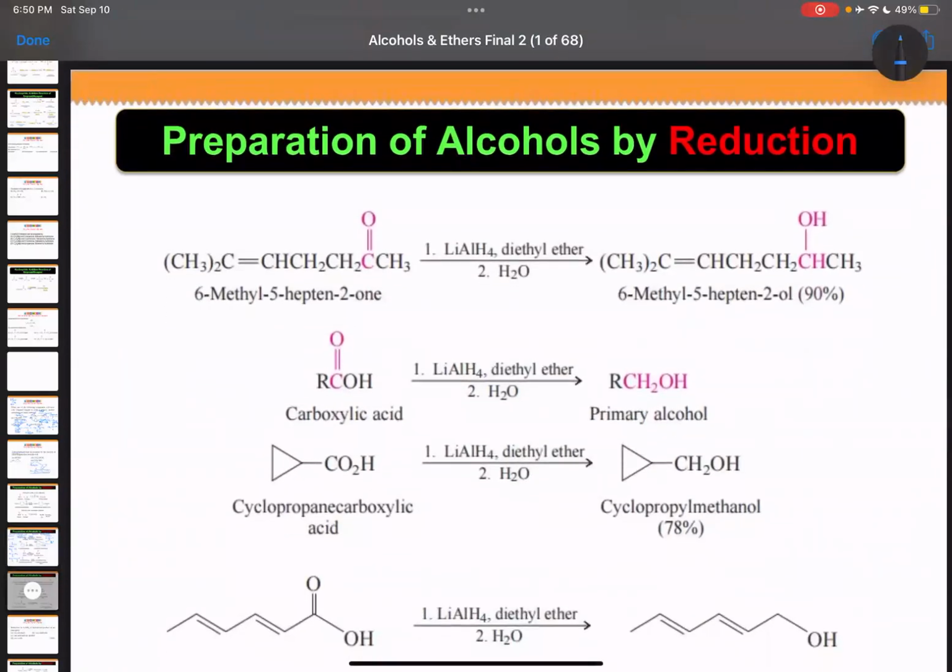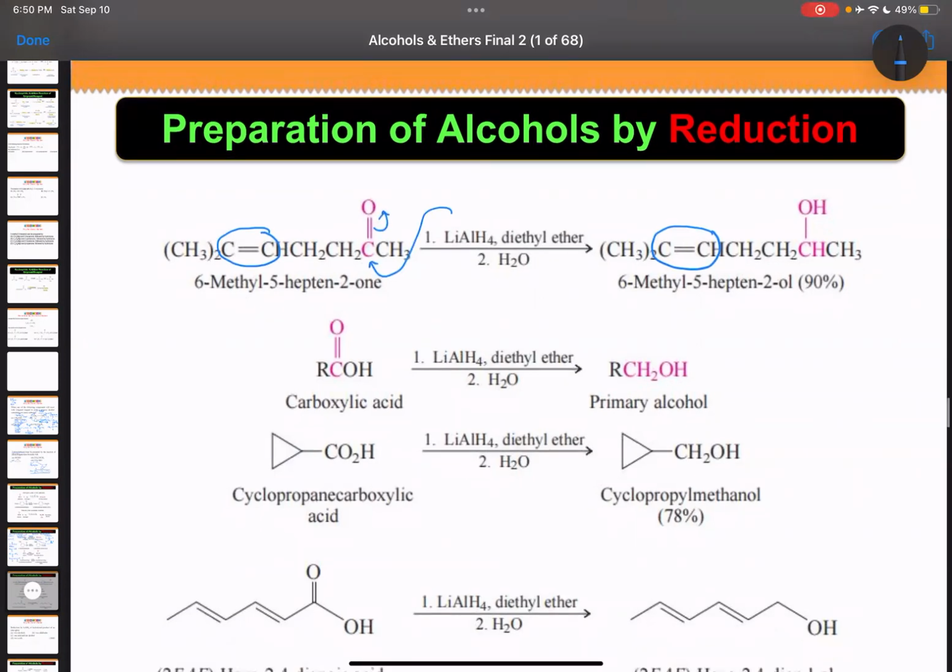LiAlH4 is a strong reducing agent, and it reduces aldehydes, ketones, and carboxylic acids, and the other derivatives of carboxylic acid are also reduced, for example esters, amides and all. But the double bonds are still not reduced. You can see the double bond is still intact. H minus is going to come and join here, O minus is going to form, right? And it is going to form CHOH. So ketones are going to give you secondary alcohol.